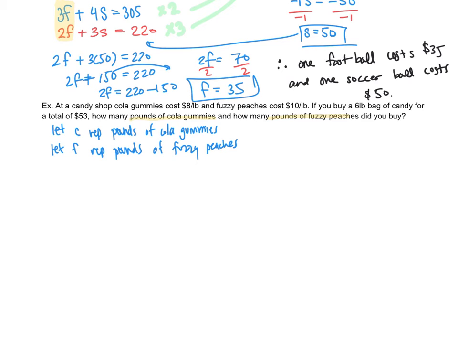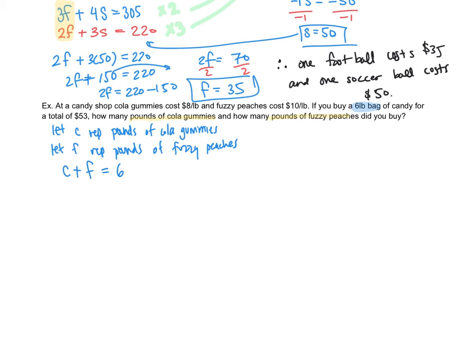Now here's the first statement I'm going to highlight. You buy a 6-pound bag. Now, I know that I have C pounds of cola gummies and F pounds of fuzzy peaches. If I combine those 2 variables, C and F, the total should be that 6 pounds. So your first equation is going to be C, cola gummies, plus F, fuzzy peaches, gives you 6-pound total. So this is your first equation, just about the total weight.